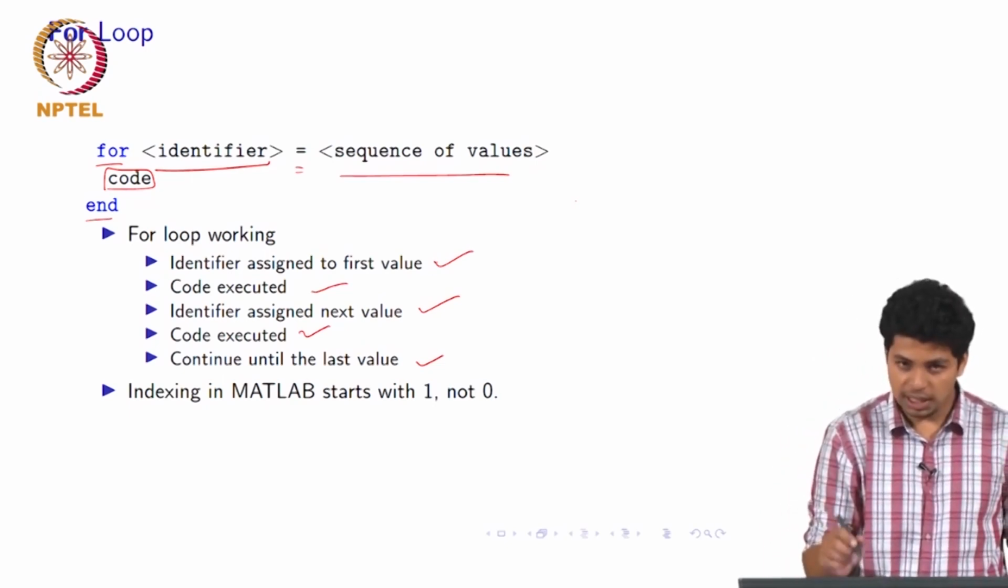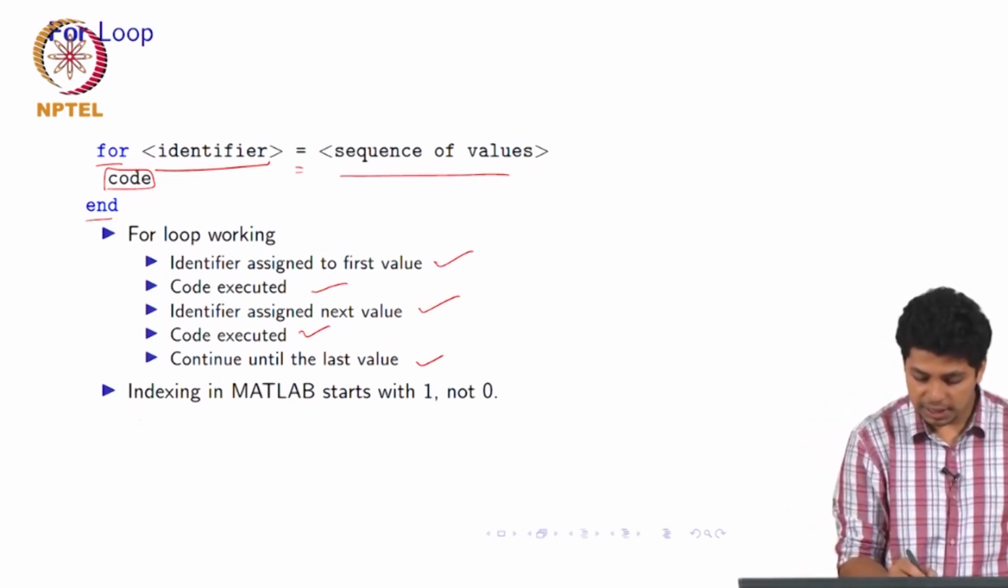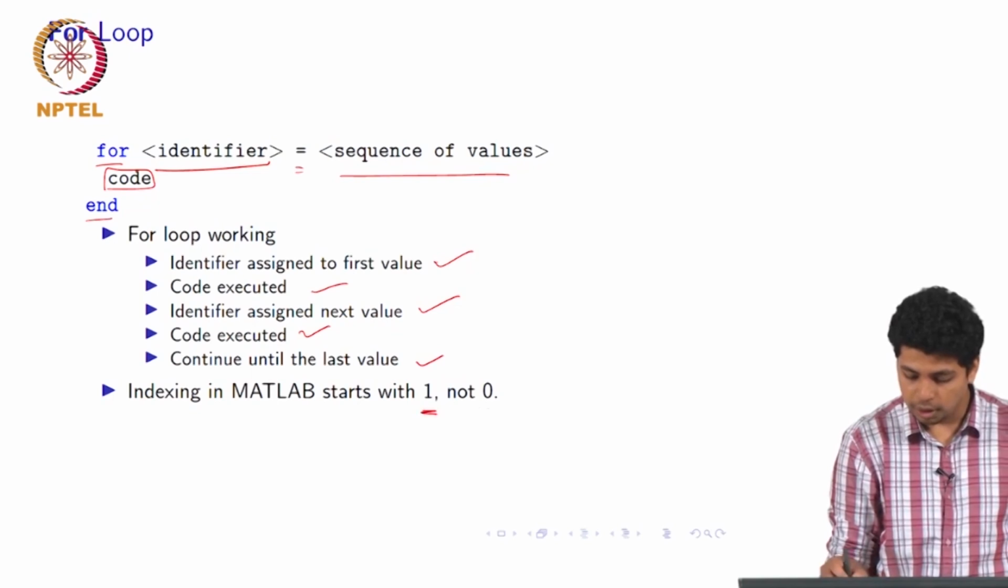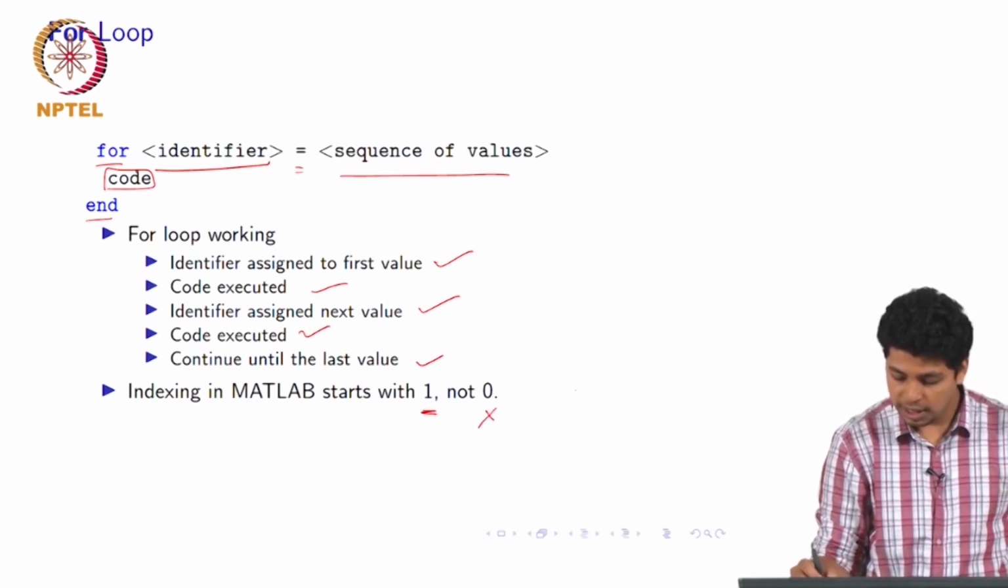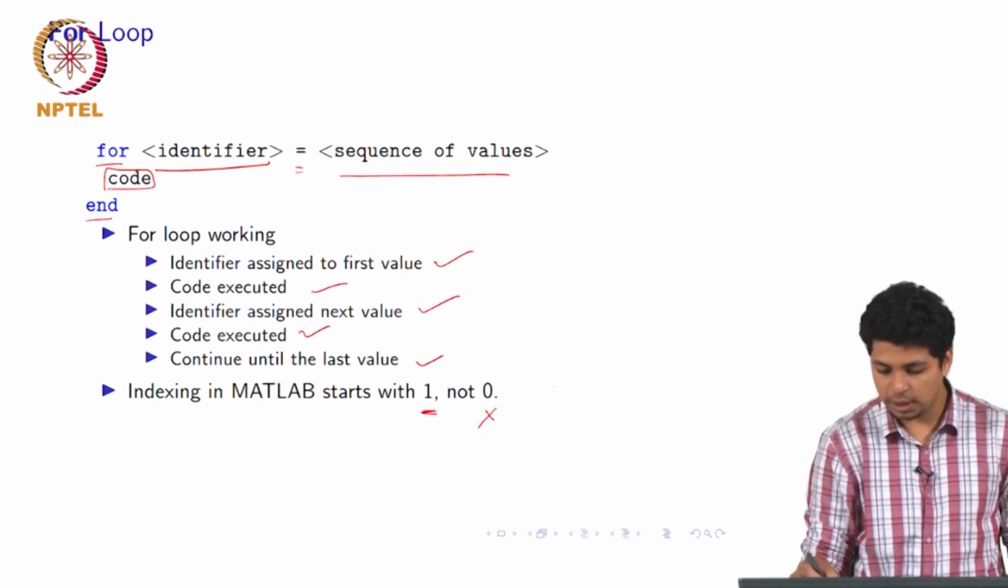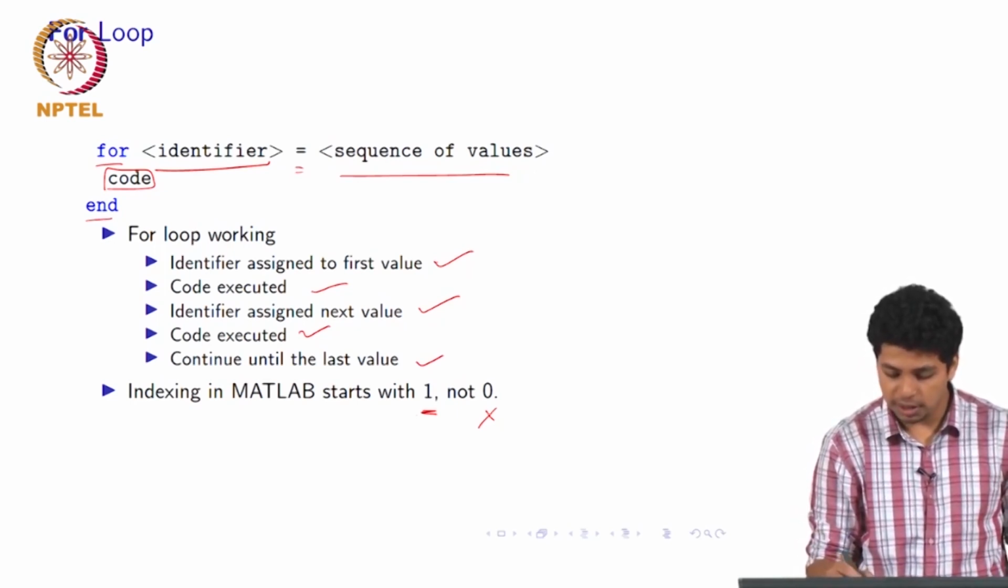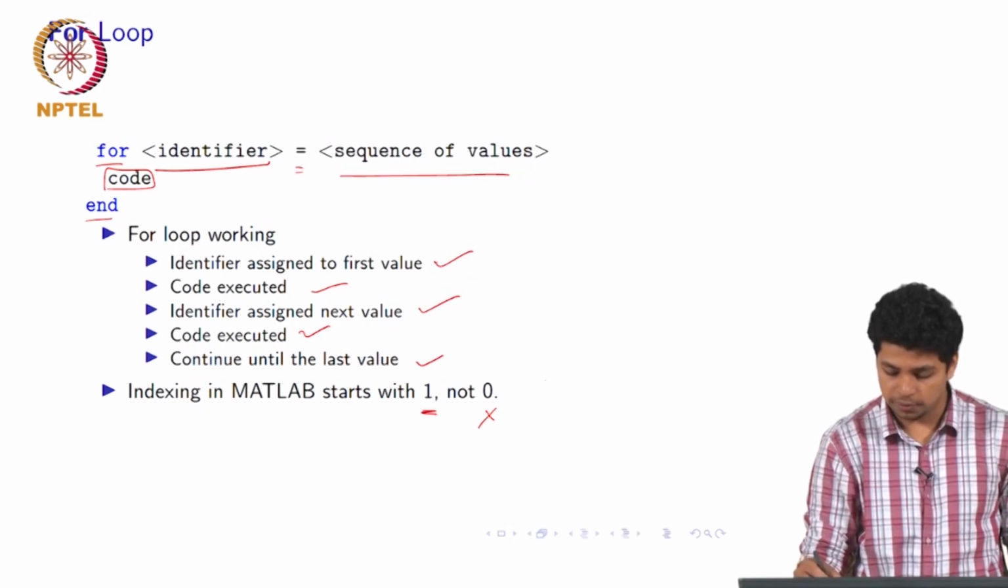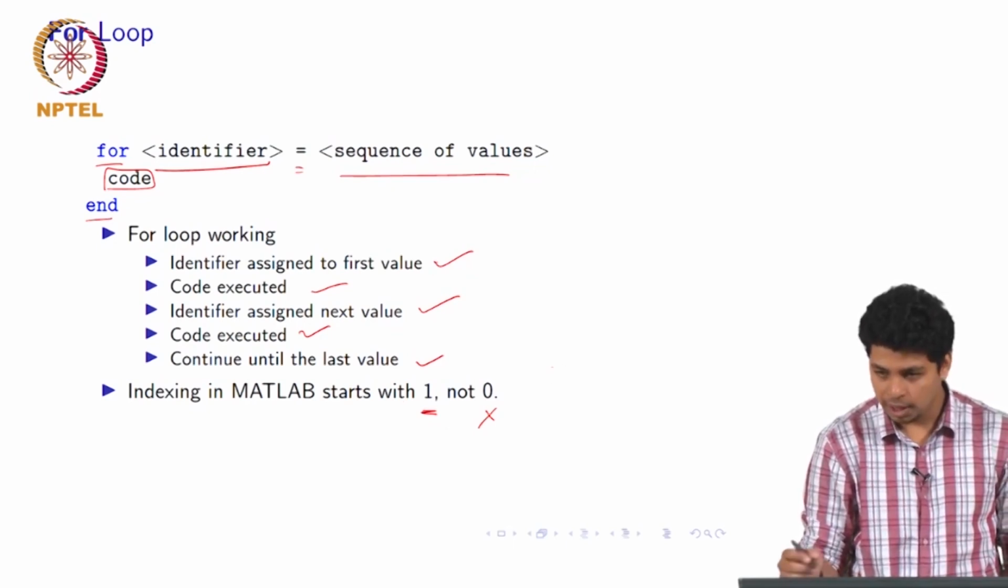And there is one very key point to remember, that indexing in MATLAB starts with 1, not with 0. In C or C++ or even Python, the indexing will start from 0. But in MATLAB, the indexing will start from 1. So the index of the first value in an array will be 1 and will not be 0.